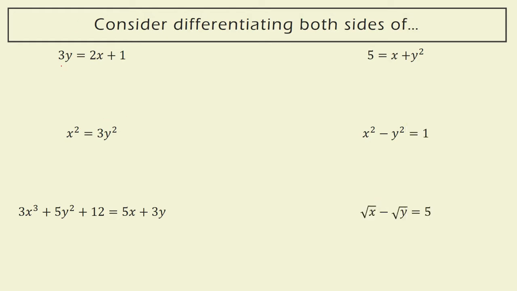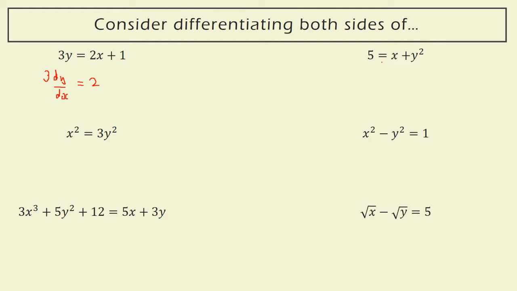We start with the first one. If we've got 3y and we differentiate that, well, we know if we differentiate 3 lots of something, we get 3 times the derivative. We know that y differentiates to dy by dx. So here, when I differentiate that side, I get 3 dy by dx. And when I differentiate the right-hand side, the 2x goes to a 2, and the 1 obviously differentiates to 0. Constants differentiate to 0. So we've differentiated both sides. Yeah, 3y goes to 3 dy by dx, and 2x plus 1 goes to 2.